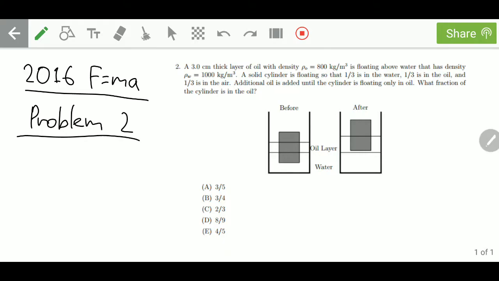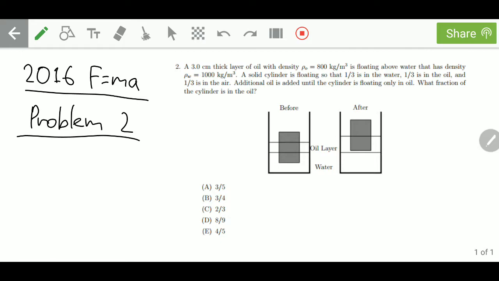Hello. In this video, I'm going to be explaining problem 2 from the 2016 F equals MA contest. In this problem, we have a cylinder immersed in both oil and water, such that 1/3 of the cylinder is in the oil, 1/3 is in the water, and 1/3 is above, just in the air. Afterward, more oil is poured so that the cylinder is then floating just in the oil, and the problem asks us to find what fraction of the cylinder is in the oil.